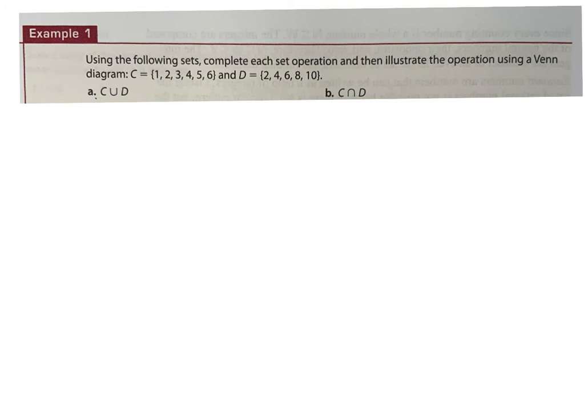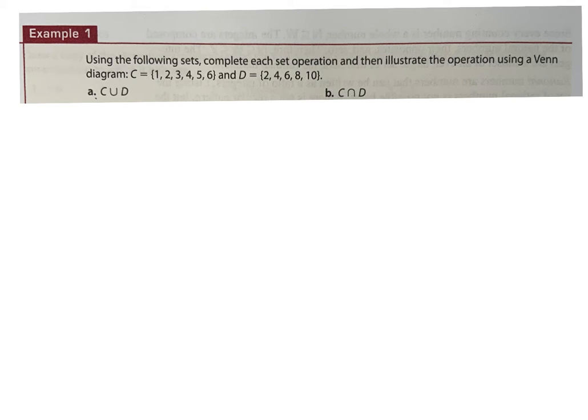At the top of page 3, it says, using the following sets, complete each set operation and then illustrate the operation using a Venn diagram. So what we're actually going to do is we're going to draw the Venn diagram first, okay? They did not give us a universal set, so we are just going to draw the two circles, all right?